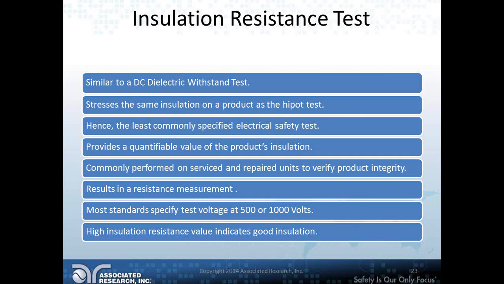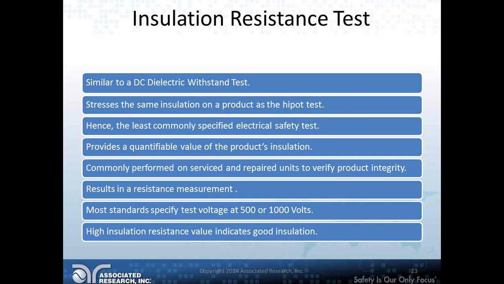The result of an insulation resistance test differs from a HIPOT test in that it gives you a measure of the overall resistance of the product's insulation, unlike a HIPOT test, which gives you a current value, a leakage current value. Another difference between the HIPOT test and the insulation resistance test is that the IR test is commonly run at a lower potential.